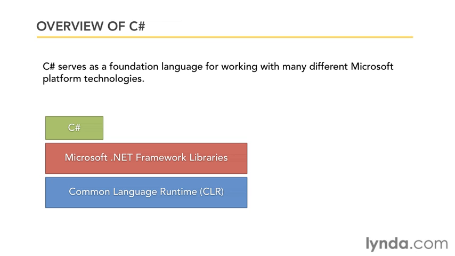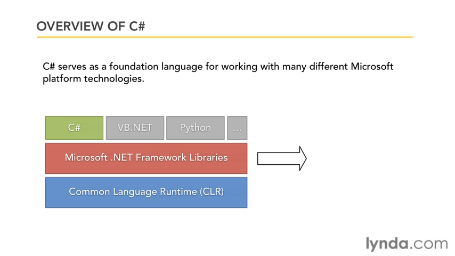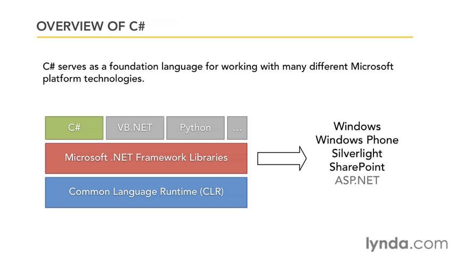But the thing about .NET is that it was designed to work with lots of languages. There are other languages like VB.NET, such as Visual Basic or Python and so on, but we're not going to concentrate on those. We're going to be using C# throughout this course. What this allows you to do is use one language to target many different platforms. So using C# and .NET, you can build applications that will run on Windows, Windows Phone, Silverlight, SharePoint, ASP.NET, Xbox, and a whole bunch of others. So just by learning this one language, you can build applications that run in many, many different places.